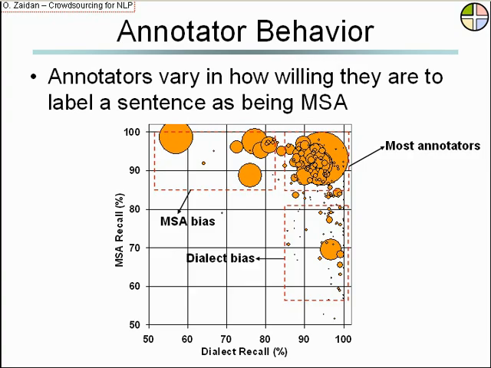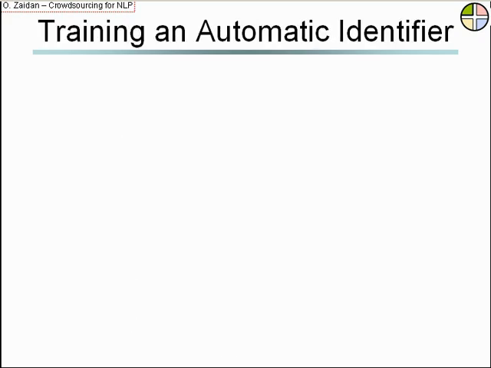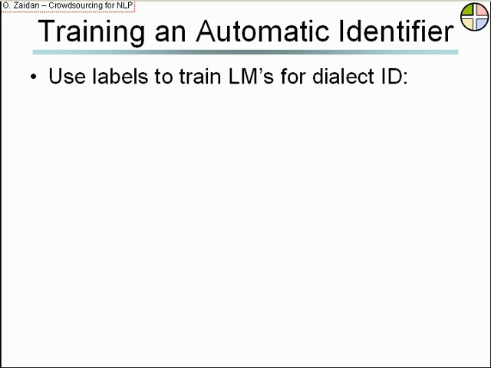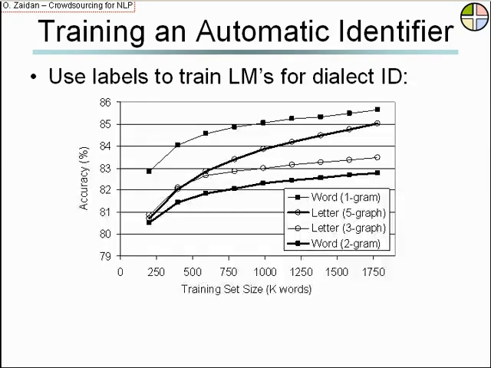One thing you can do with these labels is train classifiers that can distinguish between MSA and the different dialects. And that's something that we did. We trained a number of language models that are the basis of text classifiers. And you can get these learning curves. This is a variety of models. Some of them are word models. Some of them are letter-based models. But they all do fairly well. The accuracy rates here on this binary task are between 80 and 86%, which is a really good rate.